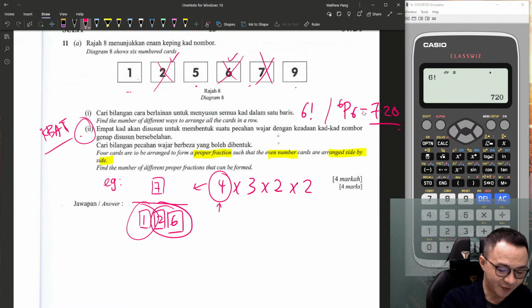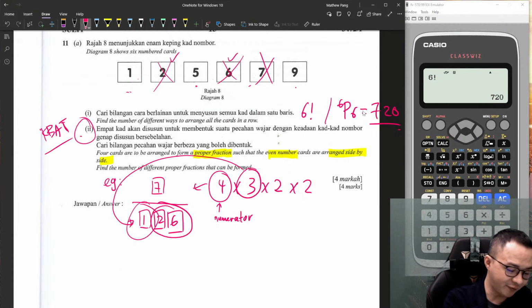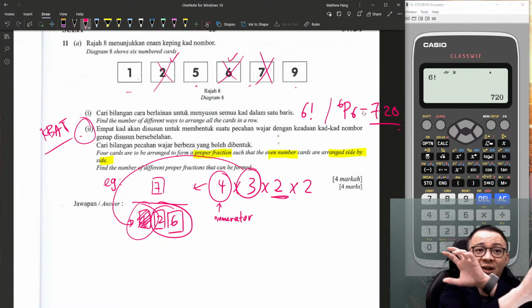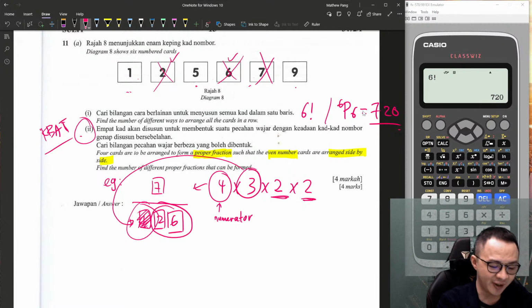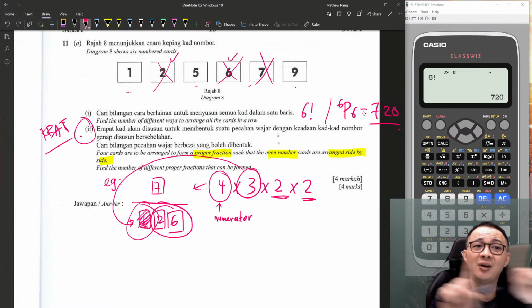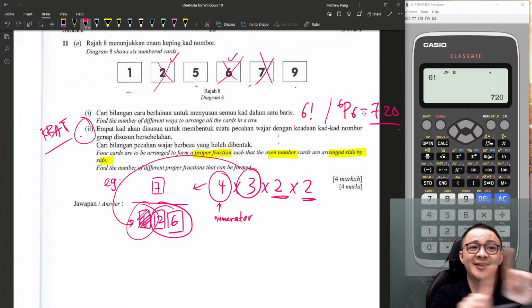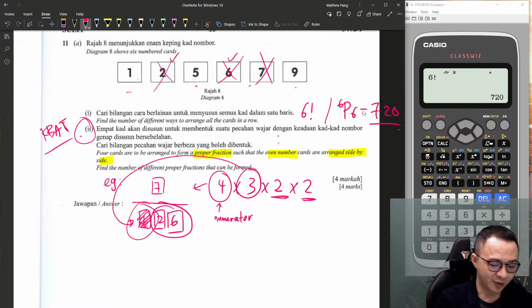This one is for the numerator. And this 3 is, we have 3 more options left for this empty card here. And these 2, because 1 and 2 and 6, they can swap place, right? Because 2 and 6 I can arrange at the front and 1 at the back, so they can swap place. And the last 2 over here is for 2 and 6 itself. It can be 2, 6 and 6, 2, right? I can still swap. So this is what happened.